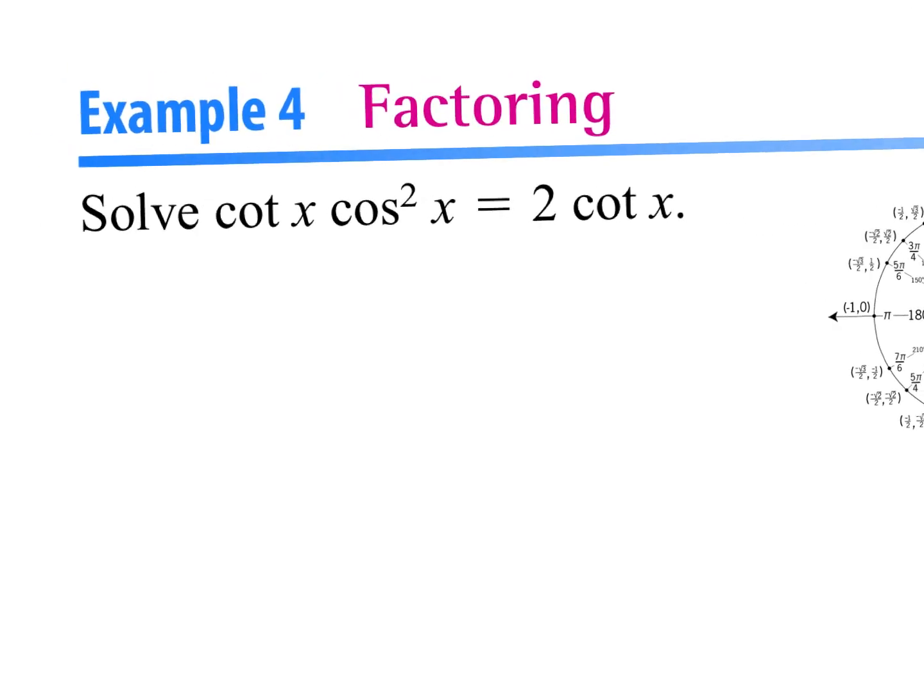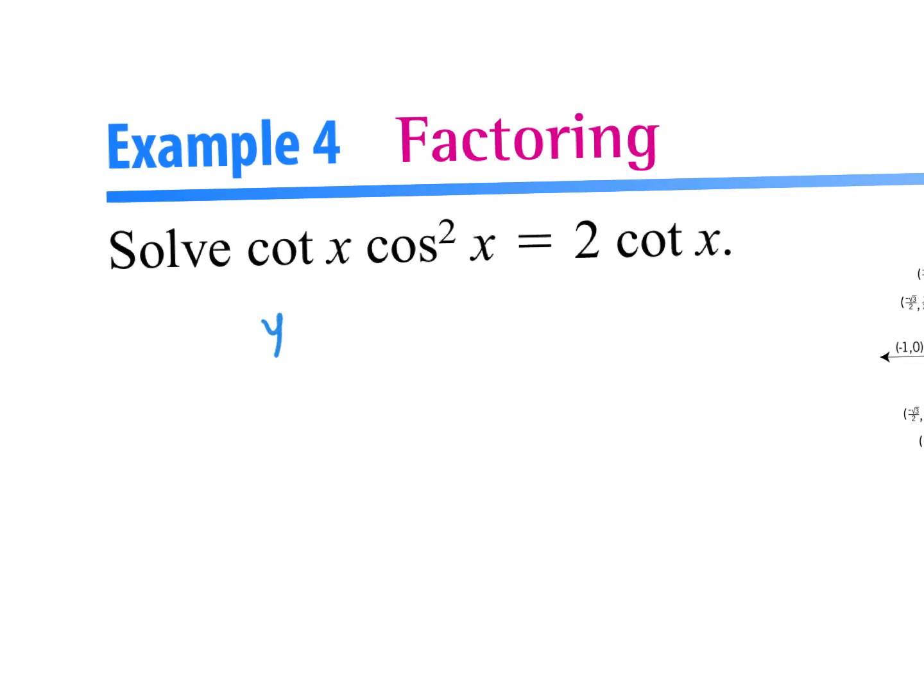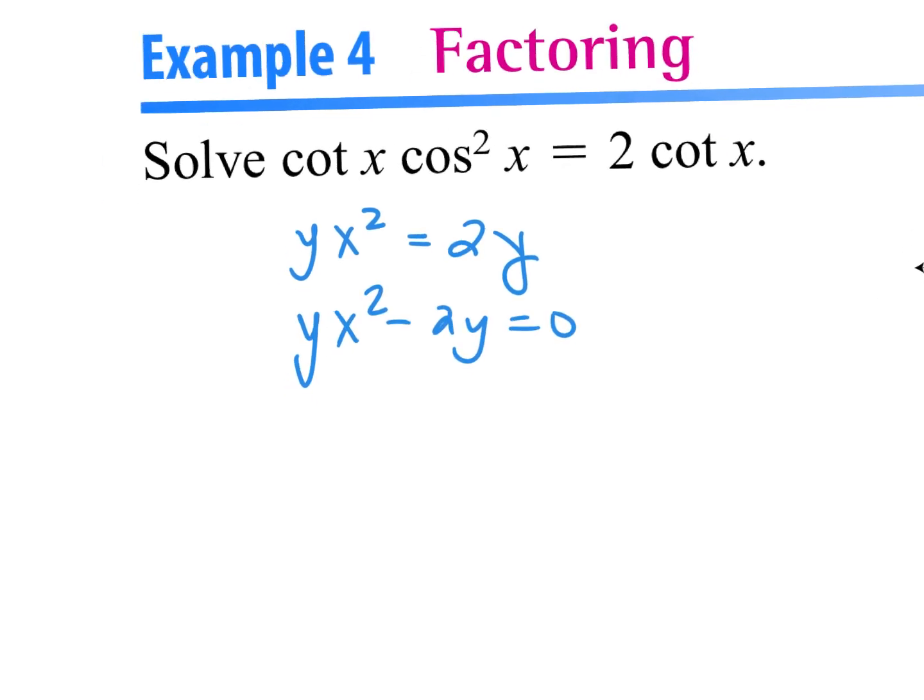Now again, if we want to think algebraically, we could look at this as y x squared equals 2y. If we move everything over, y x squared minus 2y equals 0. What do you guys notice? What's in common? They both have a y, right? So you would take it out, and then you'd be left with x squared minus 2 equals 0. And then what would you do with each piece? Set it equal to 0 and solve. That's exactly what we're going to do here.